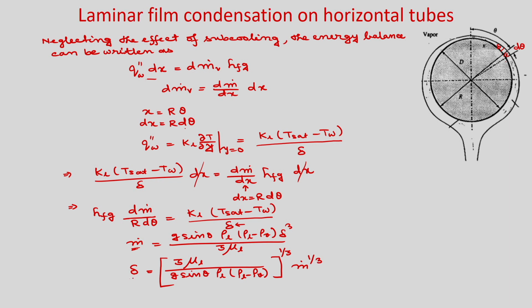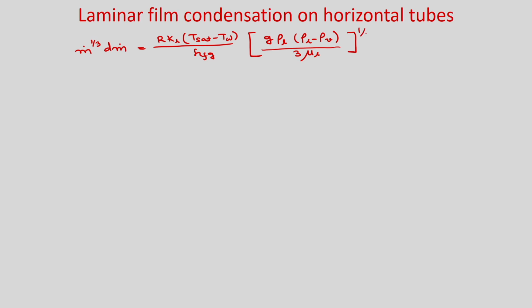Now you put this expression of delta in this equation. What you will get here is m dot to the power 1 by 3. If you rearrange it, you are going to get m dot to the power 1 by 3 dm dot is equal to r kL (T sat minus TW) divided by hfg, into g into (rho L minus rho v) divided by 3 mu L, to the power 1 by 3.